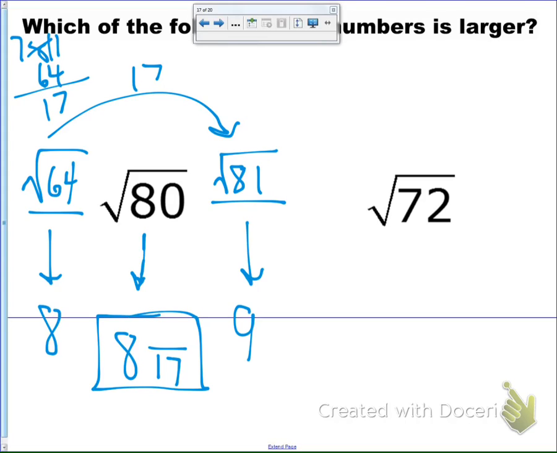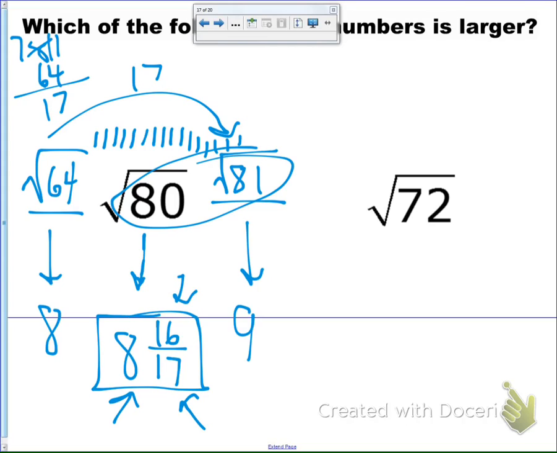Well, I have 64, 65, 66, 67, 68, 69, 70, 71, 72, 73, 74, 75, 76, 77, 78, 79, 80. So there are the numbers. So let's see. 1, 2, 3, 4, 5, 6, 7, 8, 9, 10, 11, 12, 13, 14, 15, 16 out of the 17. So 16 17ths. That means I'm going to be pretty close to 9, which actually makes sense with how close my 80 is to 81. So this right here would be a good estimate of what the square root of 80 might be.